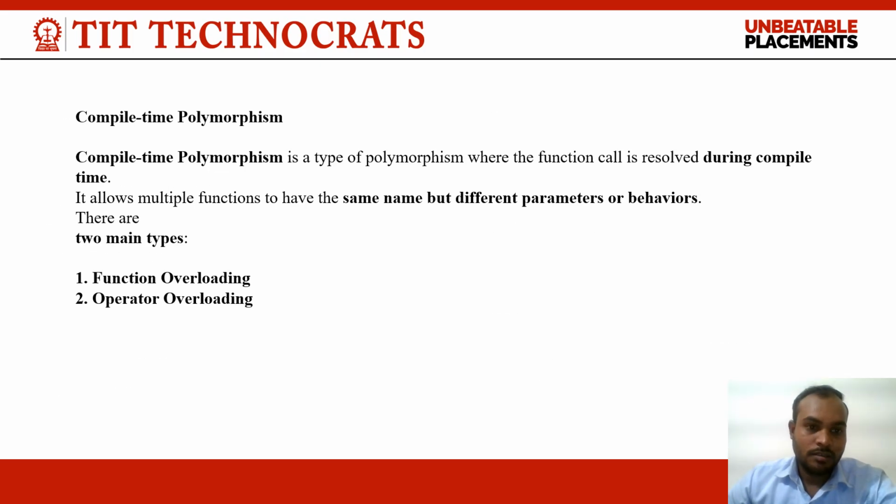First is compile time polymorphism. Compile time polymorphism is a type of polymorphism where the function call is resolved during compile time. It allows multiple functions to have the same name but different parameters or behaviors. There are two main types, function overloading and operator overloading.